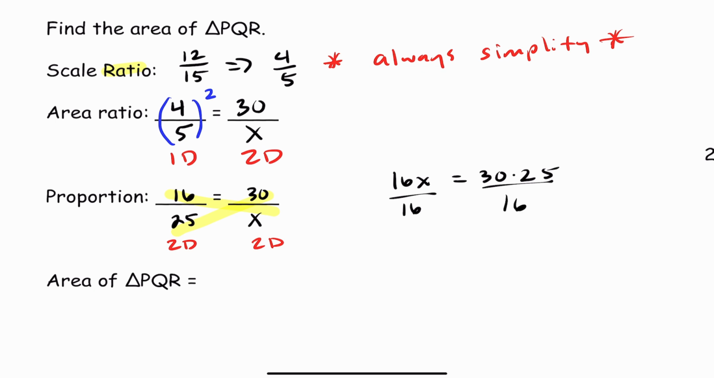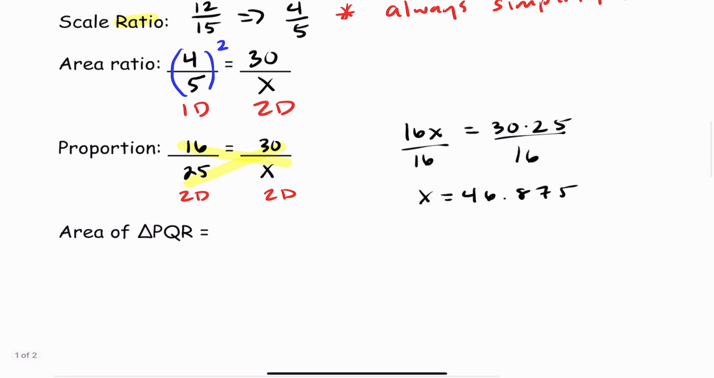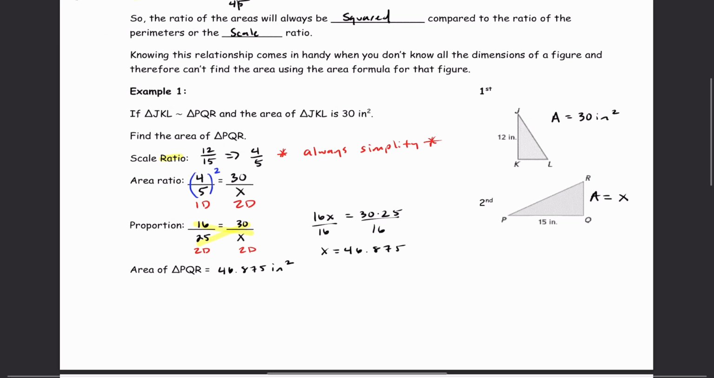What do you think I'm going to do when I have these two ratios equal to each other now? Cross multiply, butterfly method. So I have what? 16 times x, which is 16x, yes. And then 30 times 25, 750, okay. All I'm going to do right now is divide both sides by 16. So 30 times 25, divided by 16, is going to leave me with x equals 46.875. So the area of triangle PQR, that second triangle that we're trying to figure out this whole time, is 46.875 what? Square inches, okay?